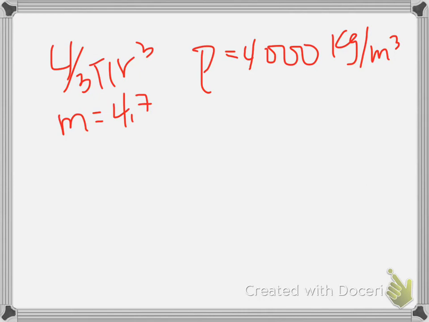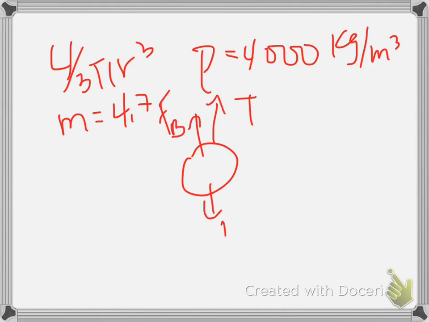This hangs by a light cord. When the sphere is immersed in water, what is the tension in the cord? This is very similar to the other question we did on the other side. So you have tension, you have FB, you have FG. They gave you the mass, so you know that's mg.